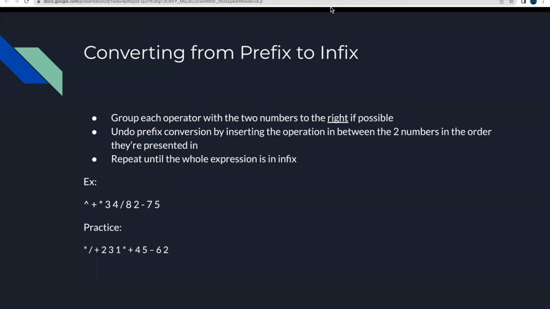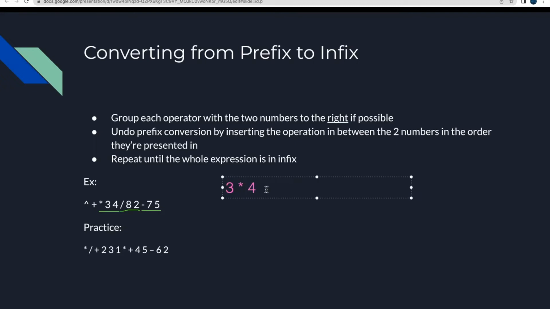Okay, well, first let's do the first step. So here, starting from left to right, we see that this has two numbers next to it, this has two numbers next to it, and this has two numbers next to it. So now we're gonna undo prefix conversion by inserting the operation in between the two numbers in the order they're presented in. Like I mentioned earlier, the order of the numbers hasn't changed. So you might see times 3, 4, but again, you're just gonna copy and paste this multiplication sign into the middle of those numbers without switching 3 and 4 around.